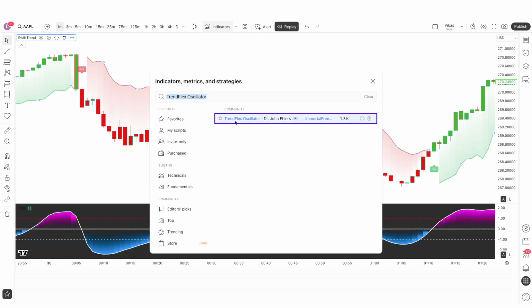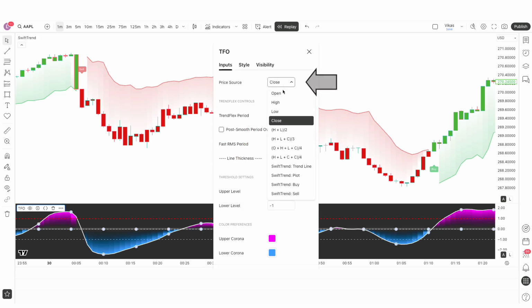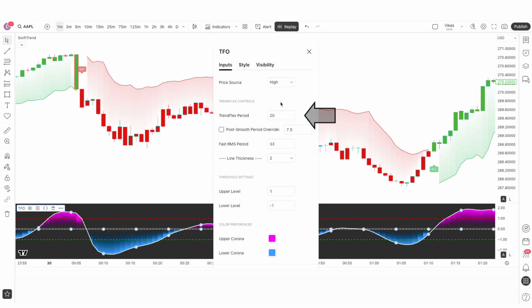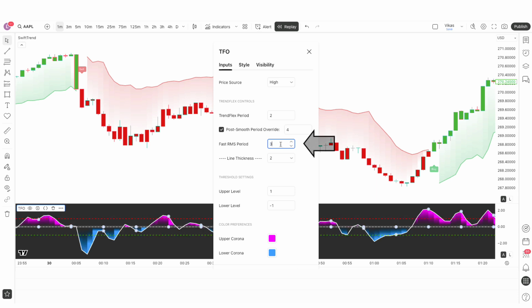After that we have to click on Trend Flex Oscillator option, in which we have to change some setting. We have to change this price source option from close to high. We have to change this Trend Flex Period option from 20 to 2. We need to click these options. We have to change this Max Effective Multiple option from 7.5 to 4. We have to change this Fast RMS Period option from 33 to 35.5.